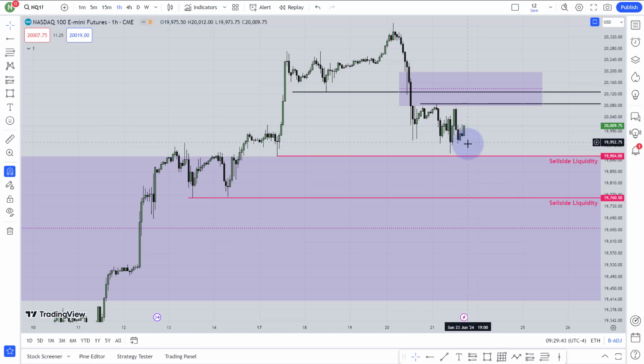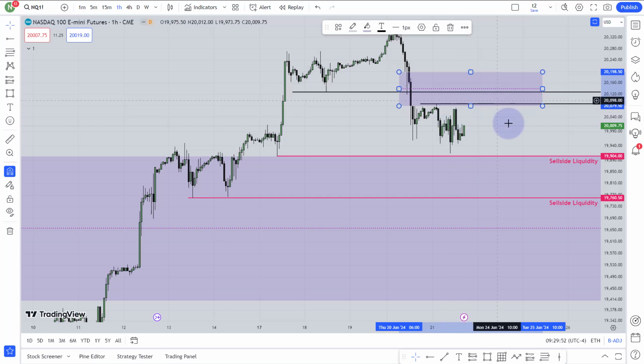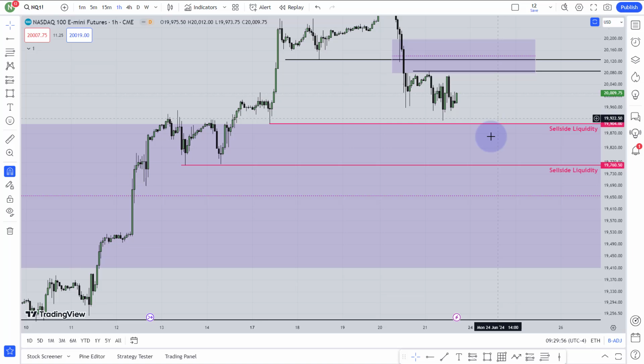What market can do, market can take this first sell side liquidity, then it can expand higher until this bearish fair value gap from the daily chart, and from the 4-hour chart it can reach until that area. Then market can fall for this sell side liquidity. But I really would love to see that market will take this sell side liquidity at the same time, remember this bullish fair value gap.